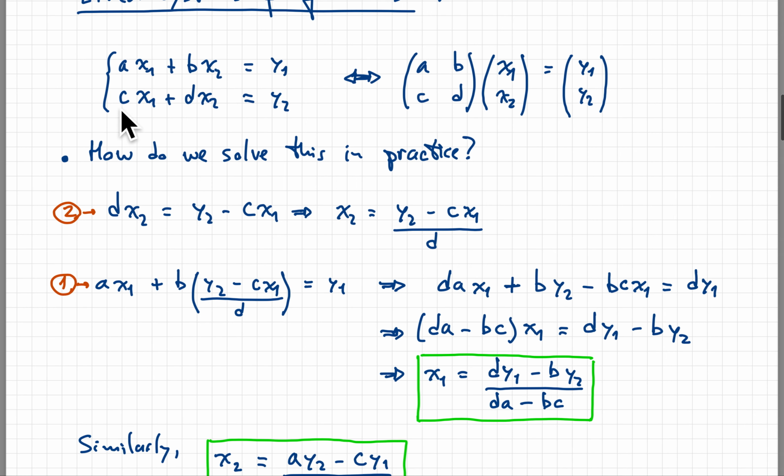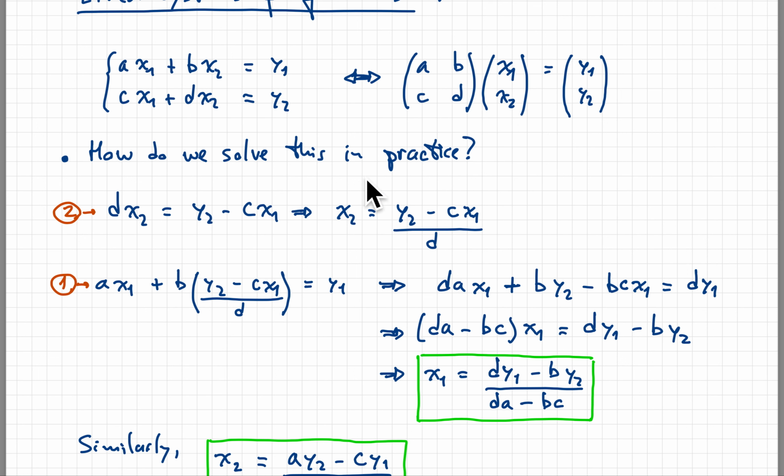Now, if you take your second equation here, you can solve easily for x2. You put cx1 on the other side of the equation, and then you divide by d, and you obtain x2 equals y2 minus cx1 divided by d. And we're assuming that d is non-zero, so that it makes sense to solve for x2. If d were 0, then x2 wouldn't even be in that equation, and so we don't have a problem with that.